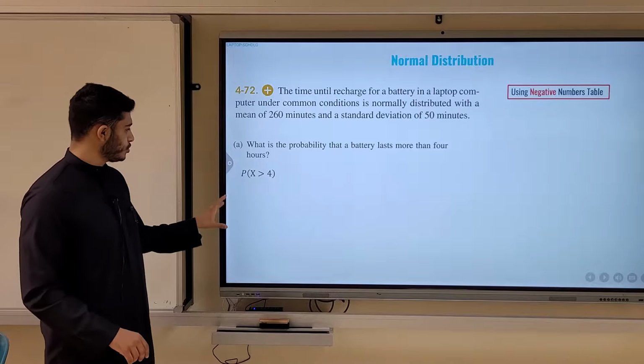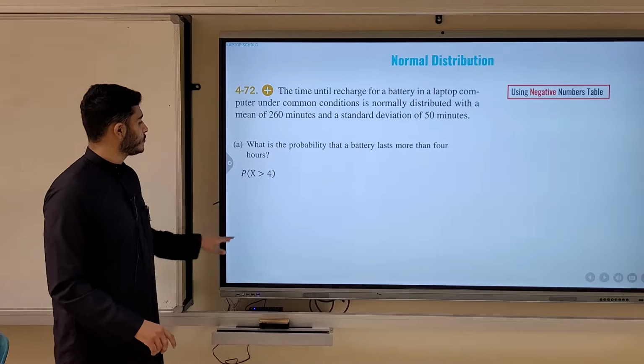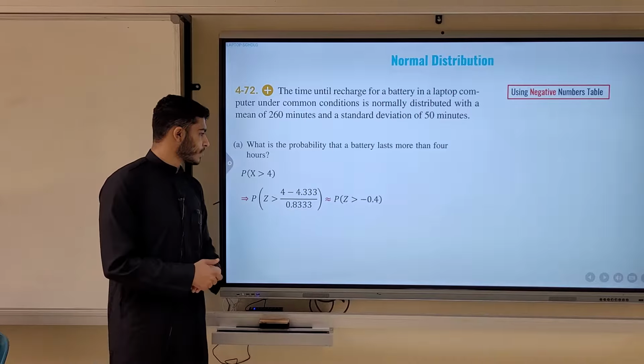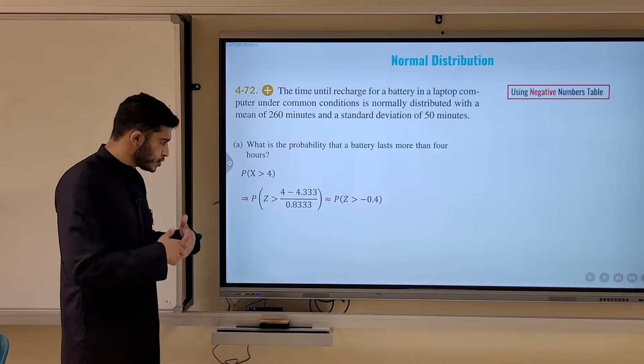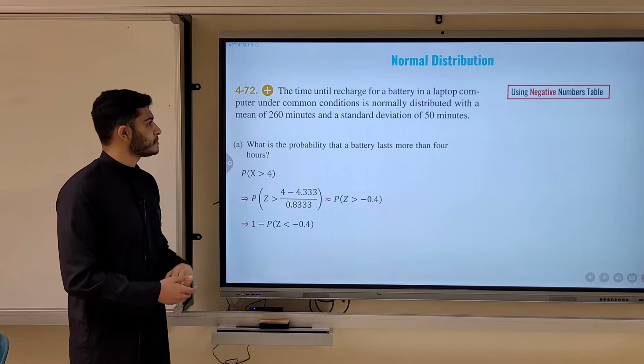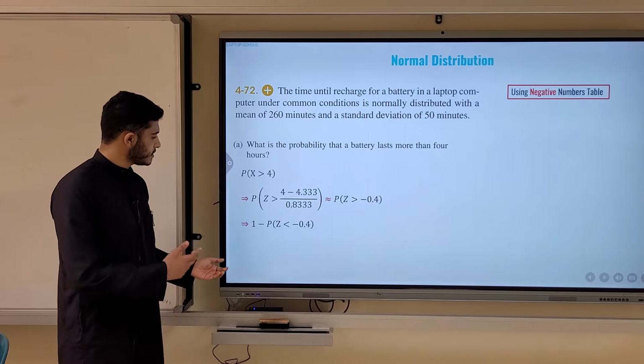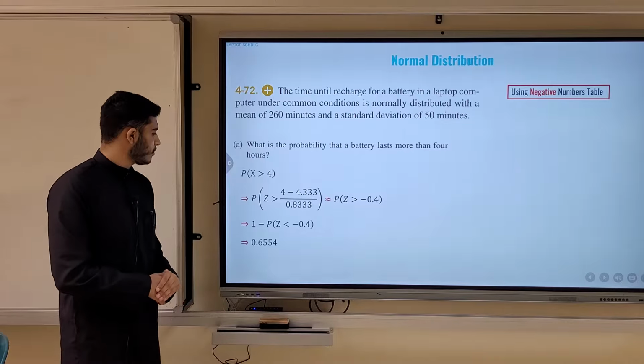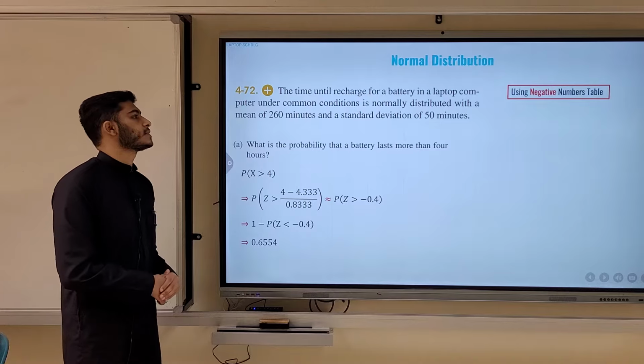So the first step we should do is to standardize. After we standardize, we should end up with this expression here that we can solve easily. And we do some of these procedures, some of the ones that we've seen in these previous cases, and we should end up with the answer here at last.